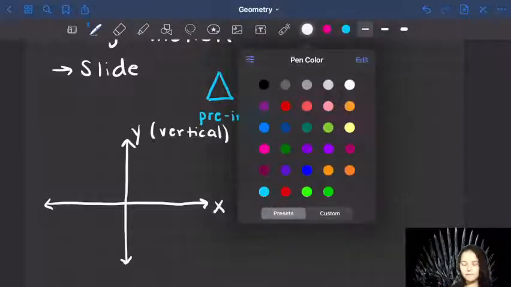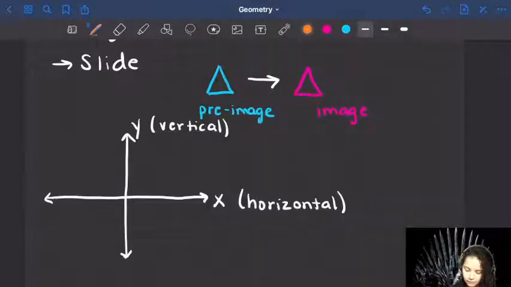So with translations, it's important to remember in which direction you're moving the figure and what that means in terms of the points of the figure. So whenever we move a figure, let's say to the right, okay? If I move a figure to the right, that means that I'm moving it more towards the positive x direction. So x is becoming more positive, okay?